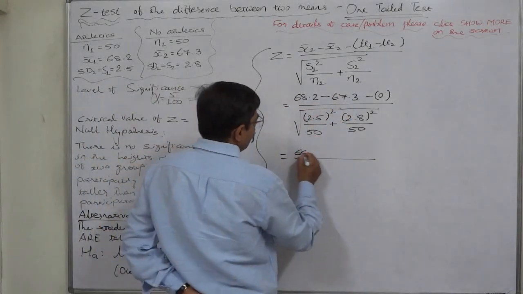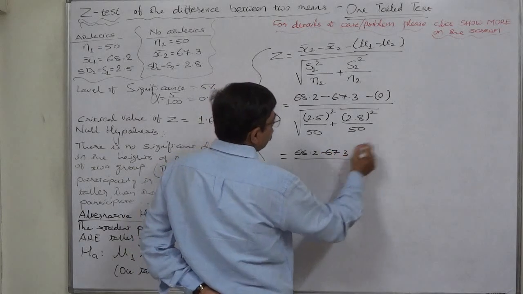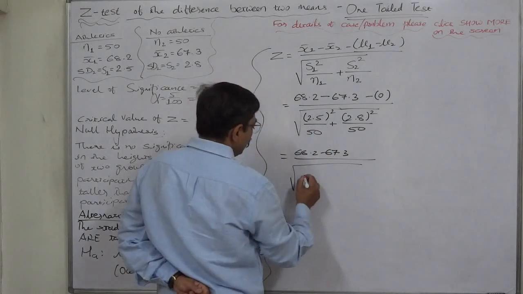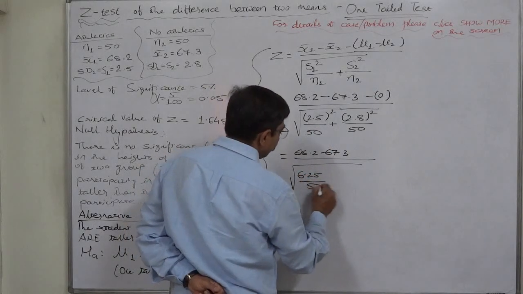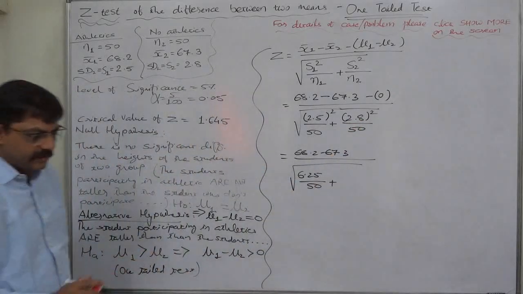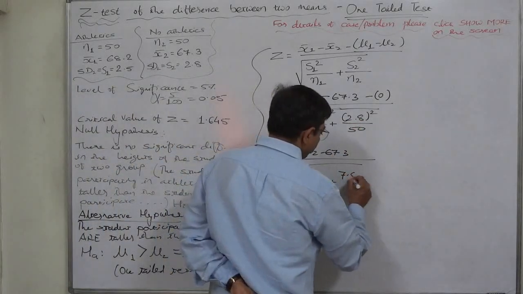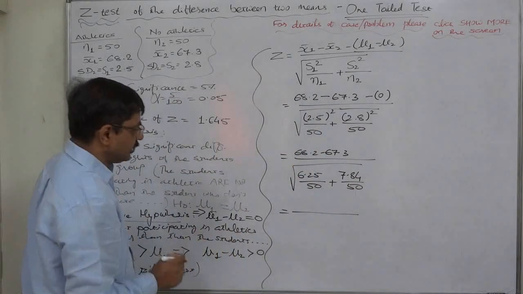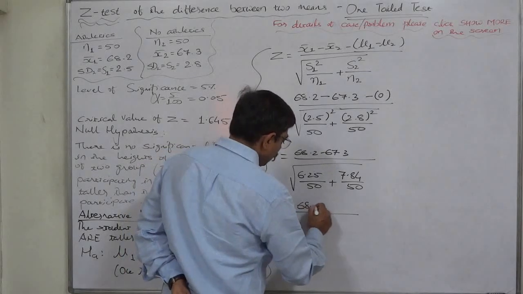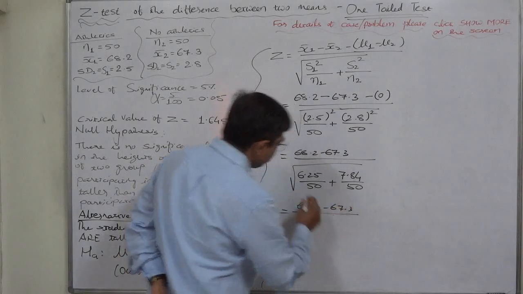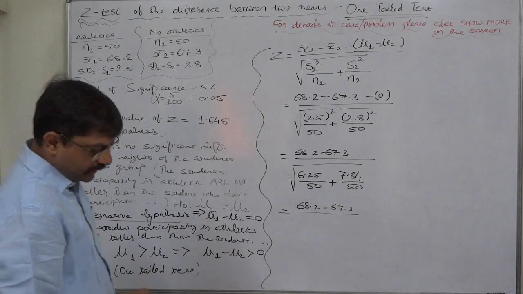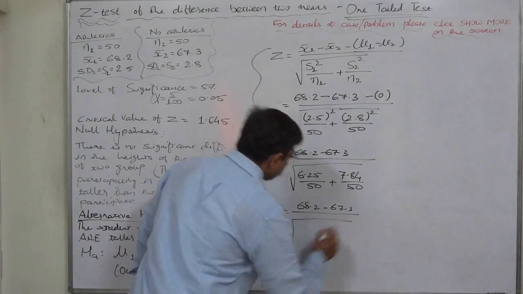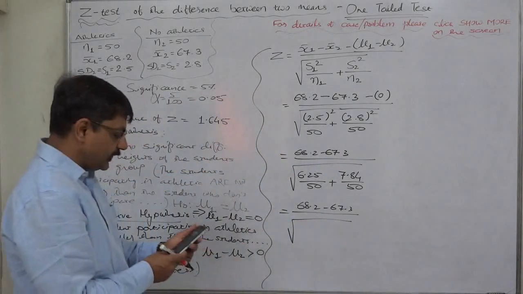68.2 minus 67.3 minus 0. Now I am not going to write it. 2.5 square, 6.25 divided by 50 plus 2.8 square, that will be 7.84 divided by 50. So it will be something like this: 68.2 minus 67.3 divided by, simplification will be, under root 6.25 divided by 50.